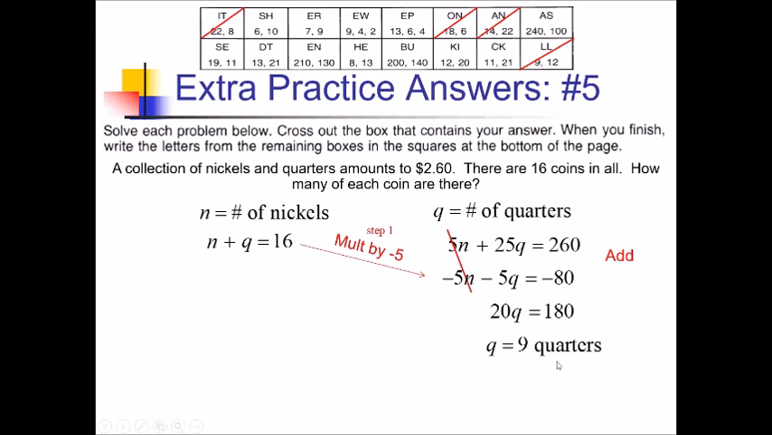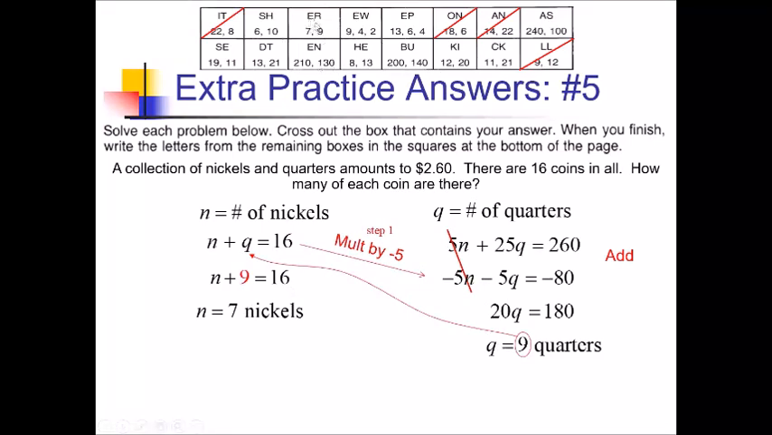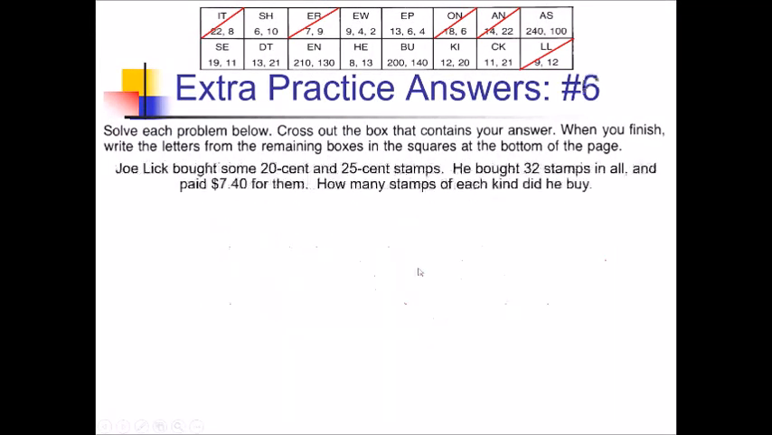To find the number of nickels, I can plug this back into my first equation. So n plus 9 equals 16. Subtracting my 9 quarters from my 16 coins total gives me 7 nickels to end this one. So I need a 7 and a 9 together in one of these answer boxes up here, and it looks like that's the ER part of this. So cross that off and go on to the next one.